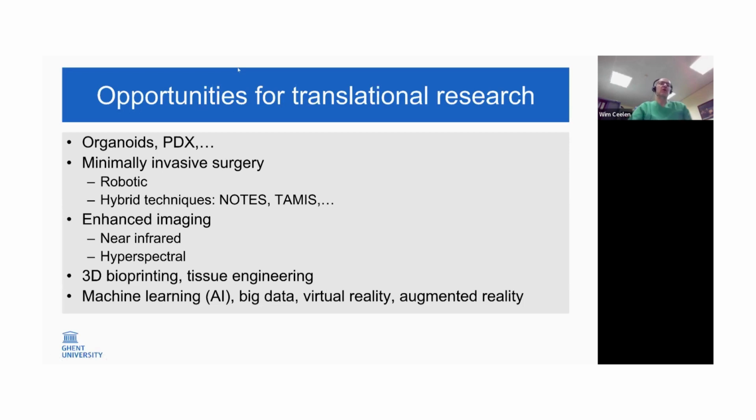So let's now go to some examples of opportunities for translational research. And of course, the organoids and PDXs are already mentioned. Some of my colleagues who are doing sarcoma surgeries have now set up, together with the basic science labs and basic cancerology labs, a PDX sarcoma model, both in bone sarcomas and in retroperitoneal sarcomas.